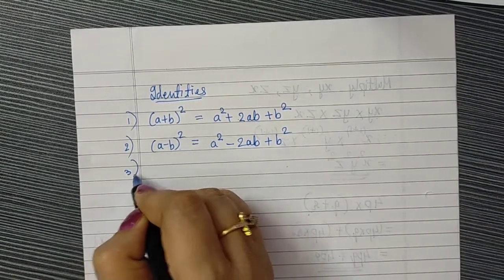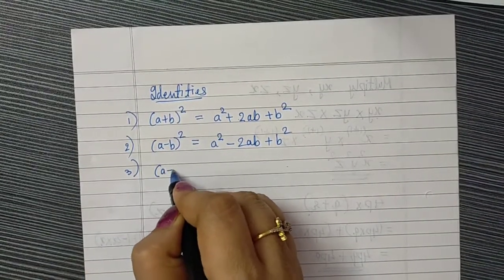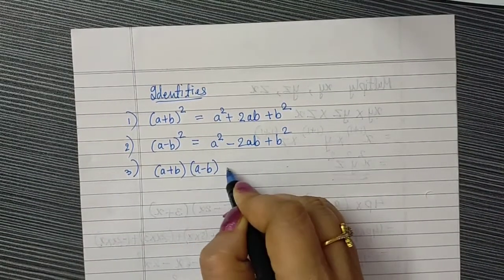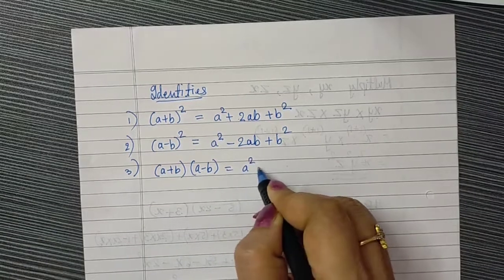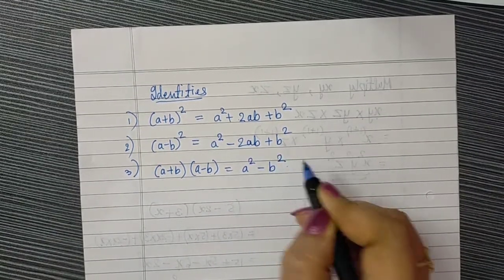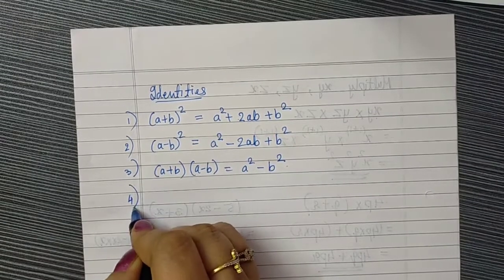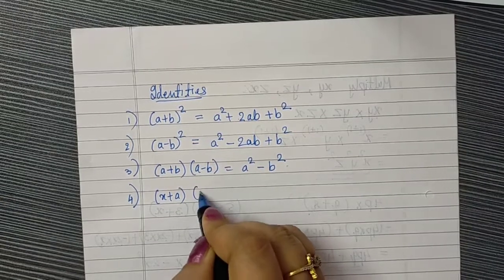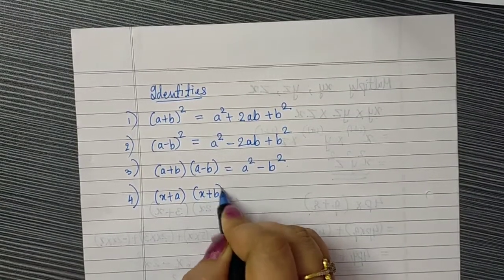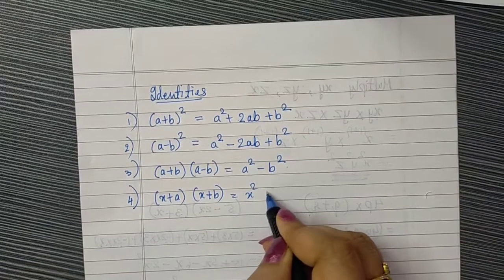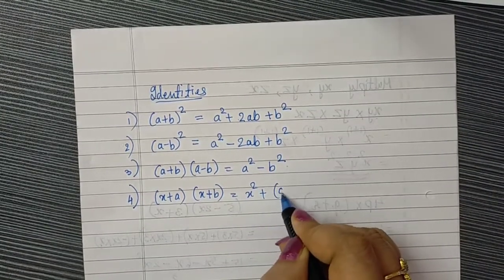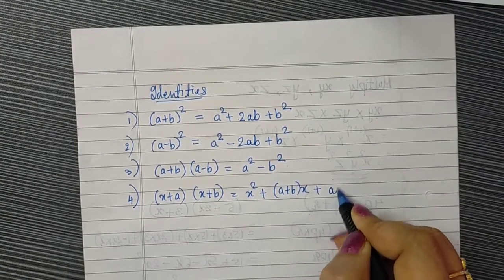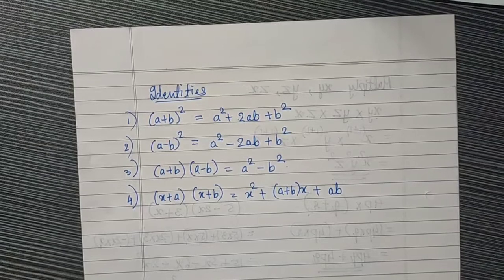Third identity, it is (a plus b) multiplied by (a minus b). It will be a square minus b square. And the fourth identity, it is (x plus a) multiplied by (x plus b). So that will be x square plus (a plus b) into x plus ab, that is a multiplied by b.